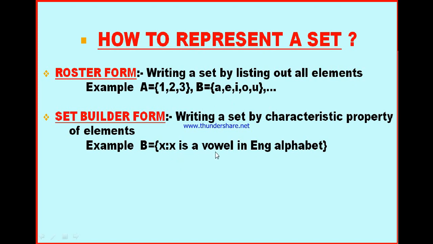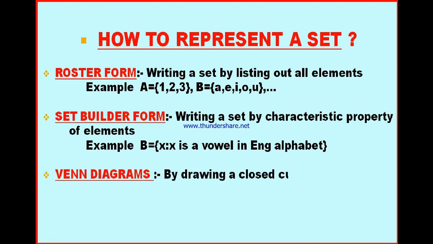In roster form you listed all the elements. But here, you wrote the condition, or the property of the elements, therefore it is set builder form. You should read it as x such that x is a vowel in the English alphabet. By writing this, we wrote the property of the elements that belong to this set. If we write the property of the elements of a set, then this is called set builder form, or rule form.